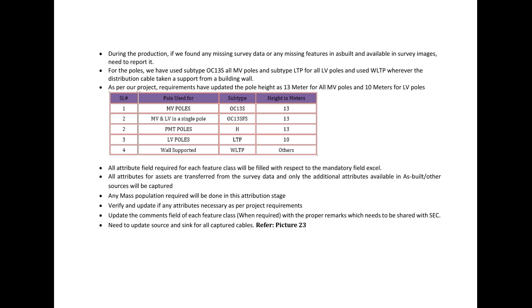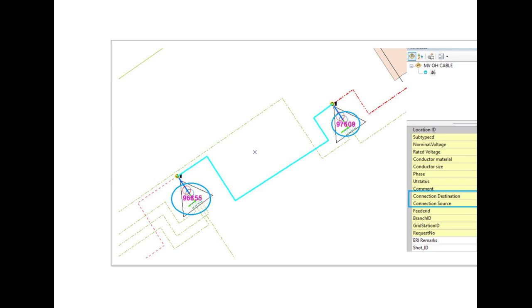As per our project requirements, we have updated the pole height as 13 meters for all MV poles and 10 meters for LV poles. All attribute fields required for each feature class will be filled with respect to the mandatory field Excel. All attributes for assets are transferred from the survey data, and only the additional attributes available in as-built or other sources will be captured. Any mass population required will be done in this attribution stage. Verify and update any attributes necessary as per project requirements. Update the comments field of each feature class, when required, with the proper remarks which need to be shared with SEC. Need to update source and sync for all captured cables.